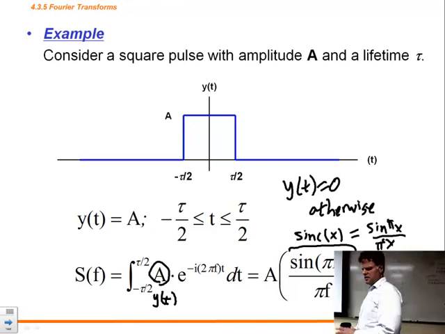Okay. So this curve looks like the sinc function. So I graphed the sinc function and it looked like this. Well, you'll see it in a second.